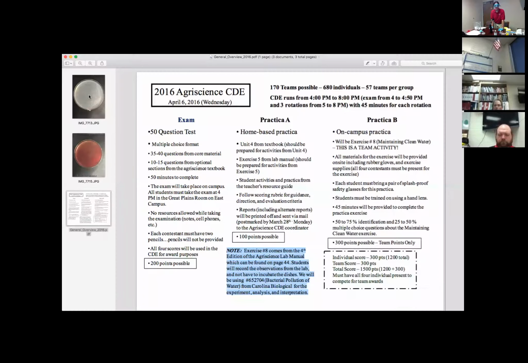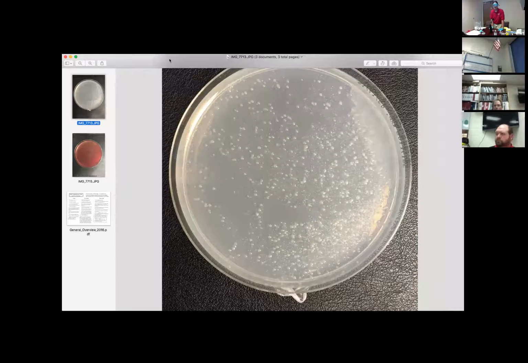Let's start with the clear one. That's the nutrient agar. Can everyone see that plate? Ed's nodding, yeah. Okay, great. So if you notice, each one of those little bumps are colonies of bacteria. So on that particular Petri dish, there are many colonies there. But that's only at 24 hours of growth.